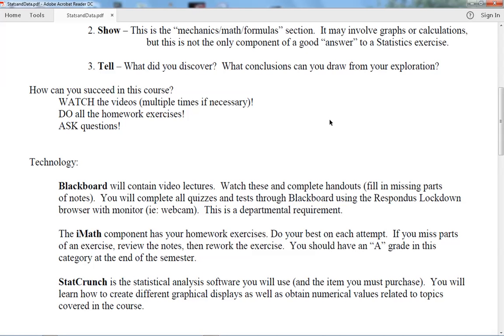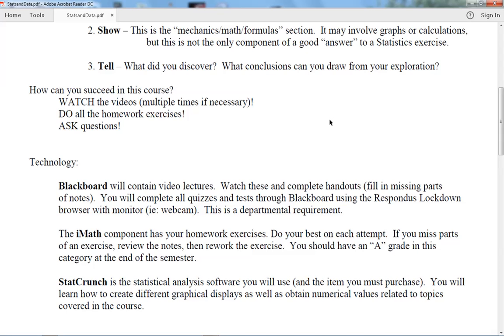The iMath component is where your homework exercises reside. Do your best on each attempt. If you miss parts of an exercise, review the notes and rework the exercise. You should be able to have an A grade in this category at the end of the semester. StatCrunch is the statistical analysis software you will use. This is the item you may have to purchase. You will learn how to create different graphical displays as well as obtain numerical values related to topics we cover in the course.